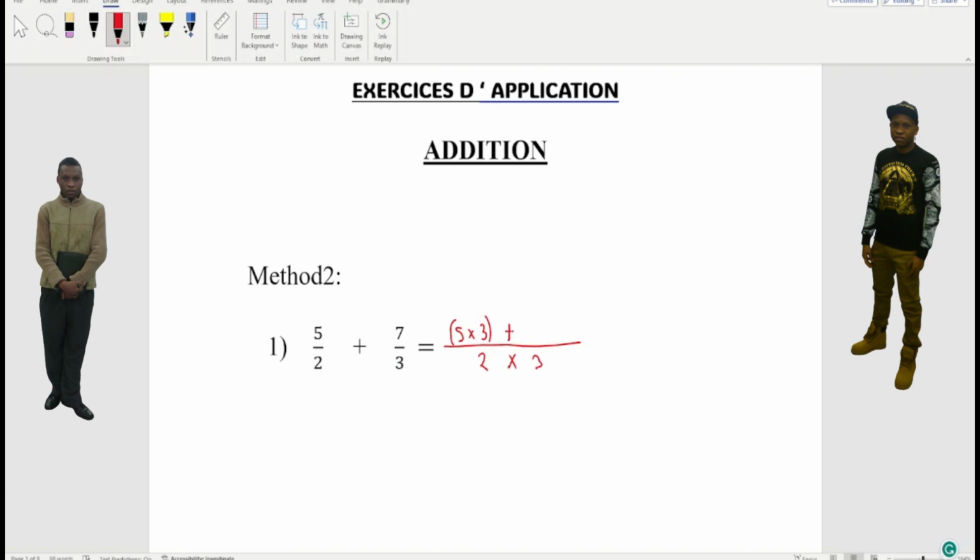Plus this one. What I'm doing here is this and this. This is the 1. Now again, we're gonna get here 7. This is 7 times this 2 right there.